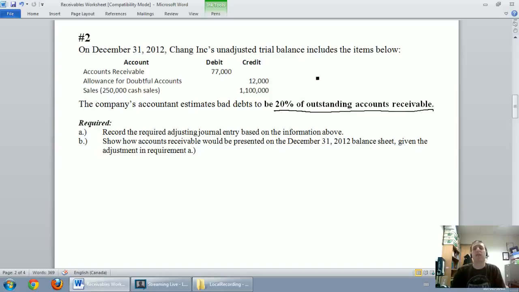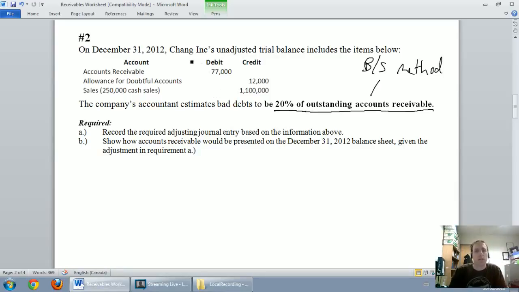Now, this is kind of a simple example. More often you'll get an aging of receivables list, and you'll look at your freshest receivables, you'll collect most of, and your older receivables, more of them will become bad debts. But whenever we estimate bad debts based on a percentage of our accounts receivable, we are doing the balance sheet method. And let's go ahead and do it.